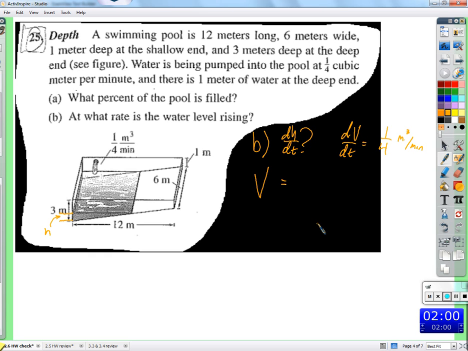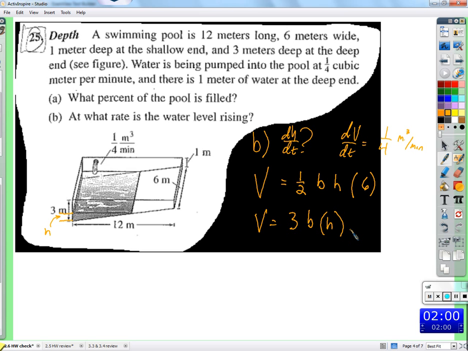half base times height, so half of 12H, times the width, which is 6. So 3BH.